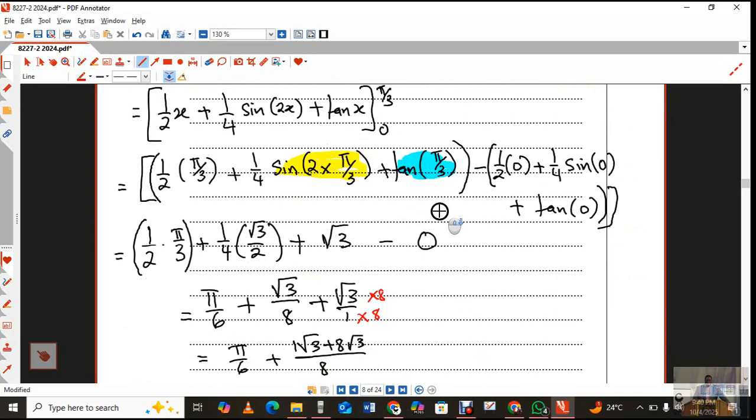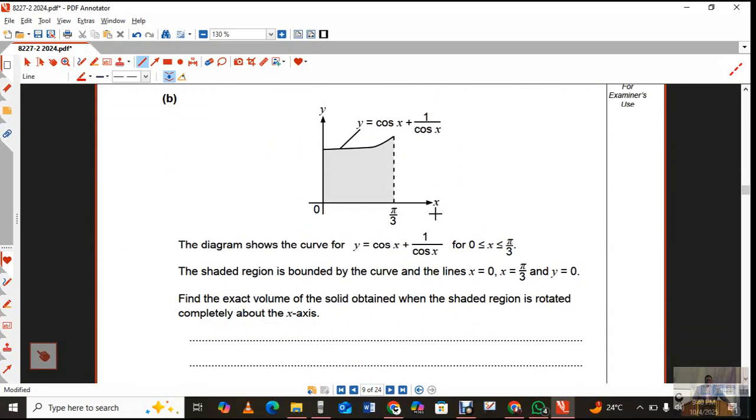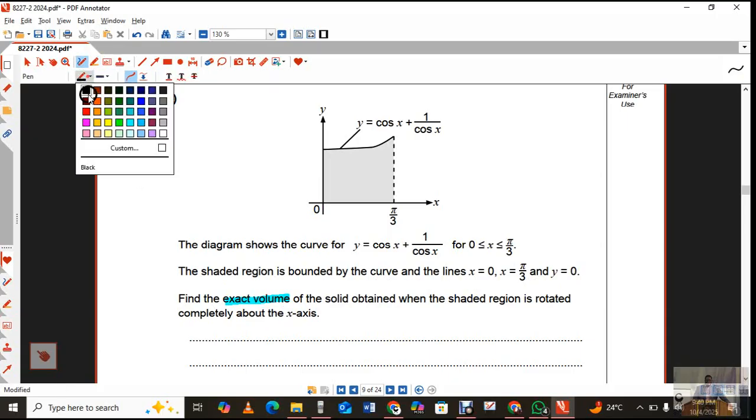Okay, good. Now, let's see if we can do B. Now, B is really interesting. It says the diagram shows the curve for y equals cos x plus 1 over cos x, and it's between 0 and pi over 3 radians. The region is bounded by the curve, and the line x equals 0, that's the y-axis, x equals pi over 3, and y equals 0, that's the x-axis. What are we supposed to find? The exact volume.